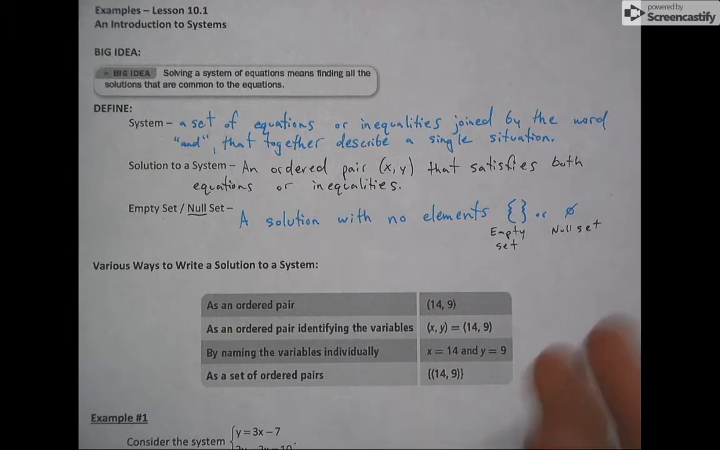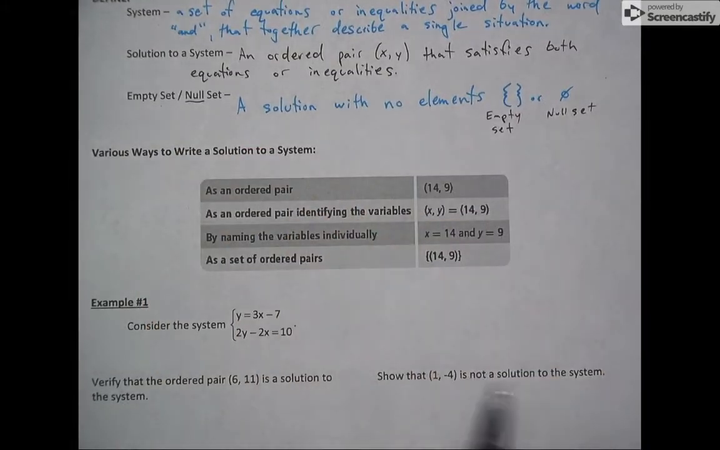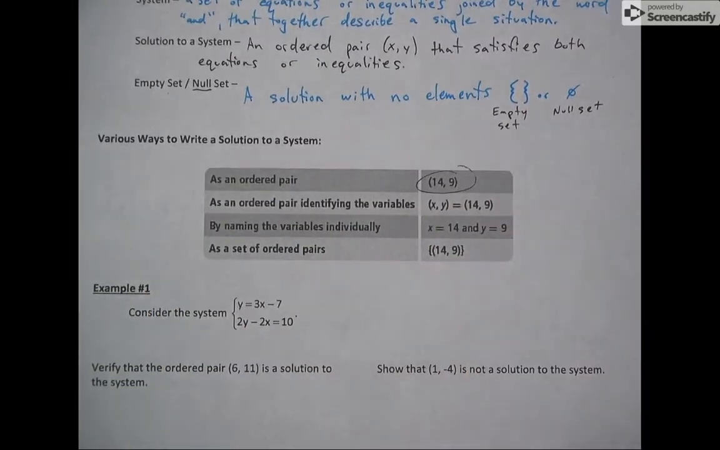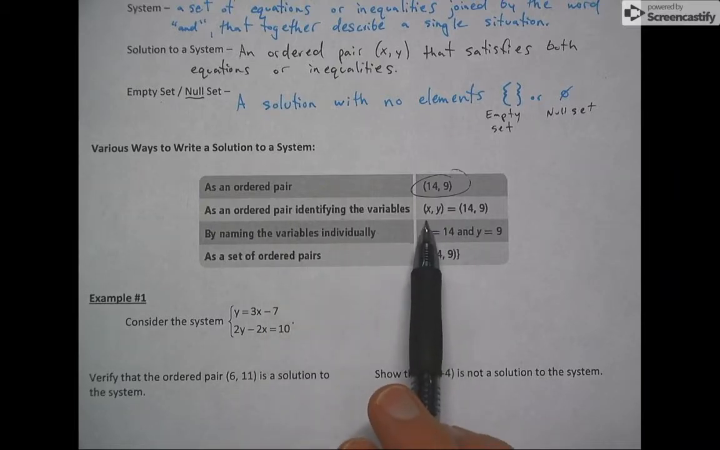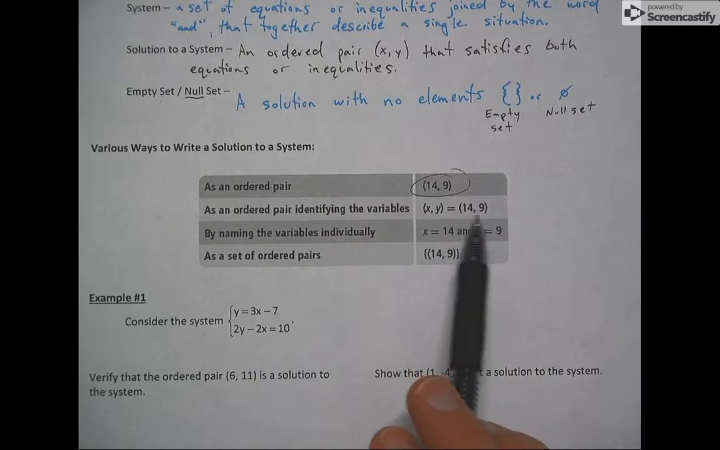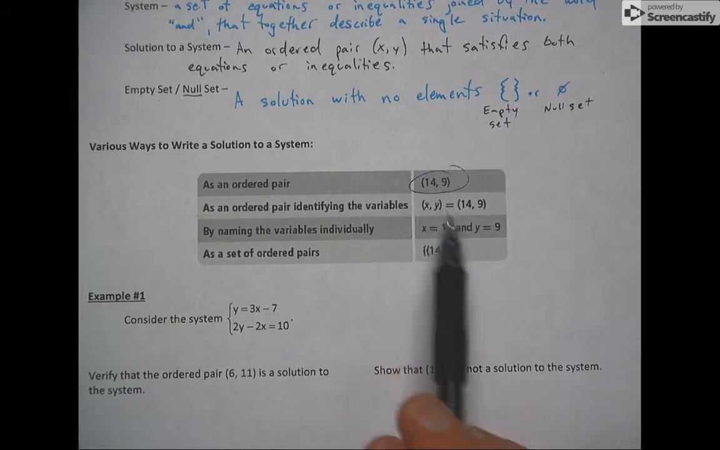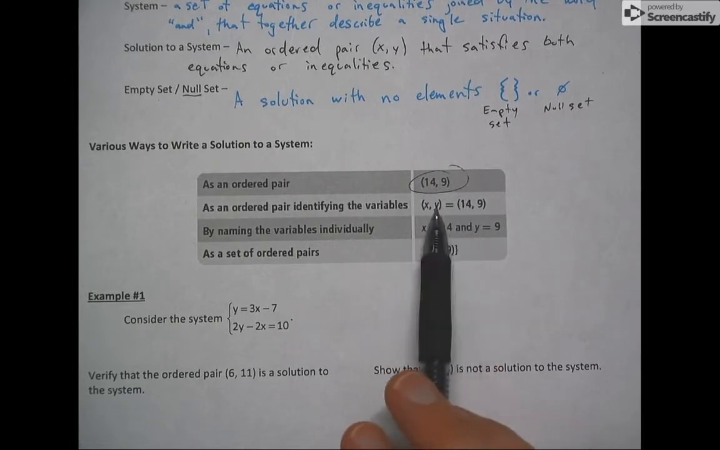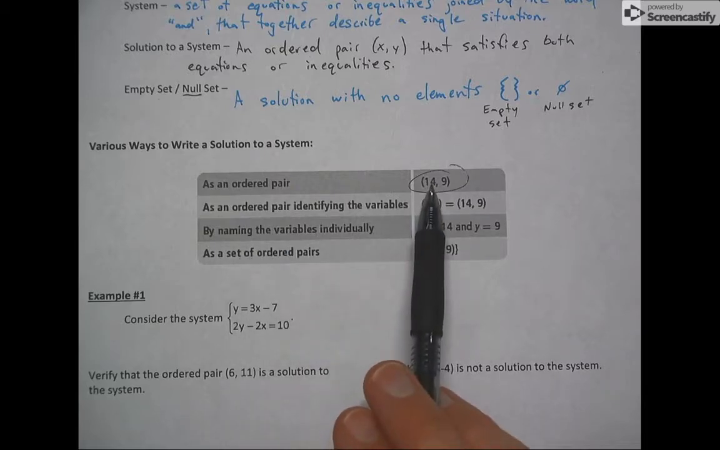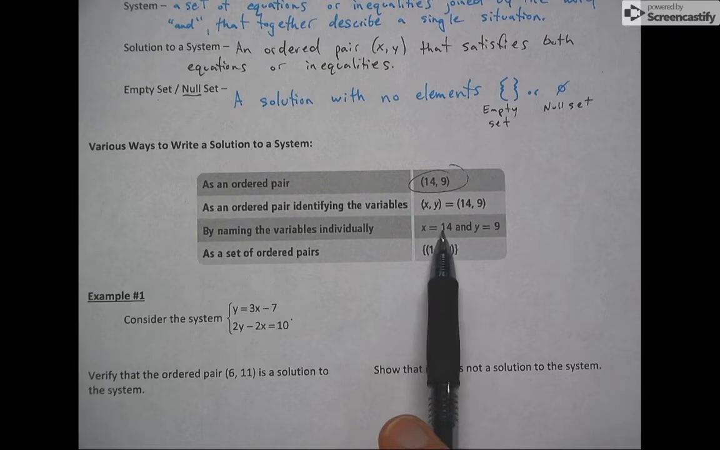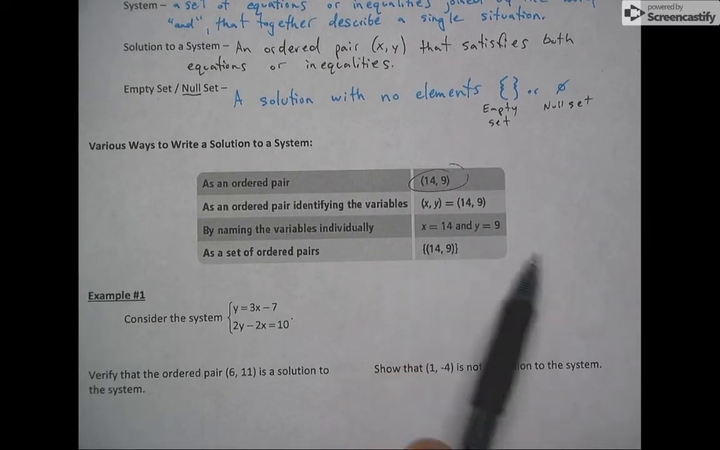Now, there's multiple ways, like I just dove into, of writing a solution here. So here are some of the various ways, and the way we're going to focus on the most is just your ordered pair. That's what we're going to do, but you can write it as an ordered pair identifying the variables. So just writing x comma y equals and then replacing it. Now, most of you would say, well, why would I write that extra part? Why can't I just write this? And you can, but just know that sometimes you'll see it written like this. You can also do it individually. So we know x is 14, y is 9. So you can actually write that out, x equals 14, y equals 9, instead of plugging into an ordered pair.